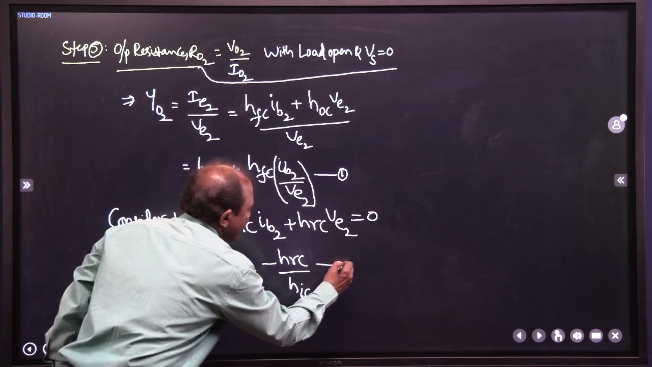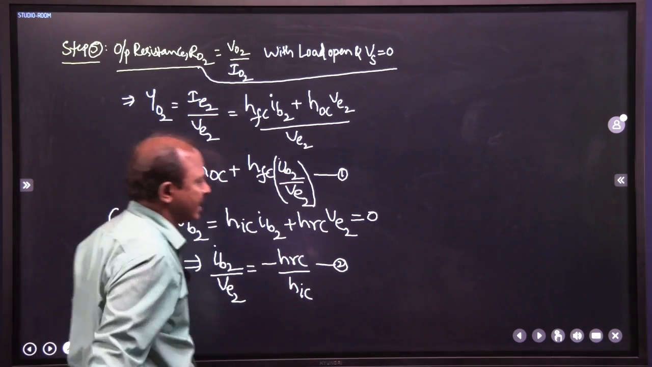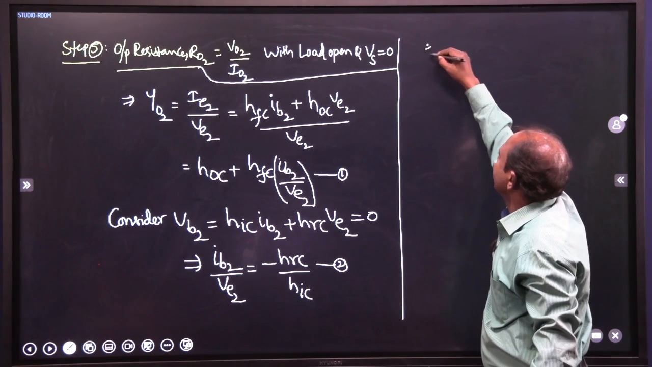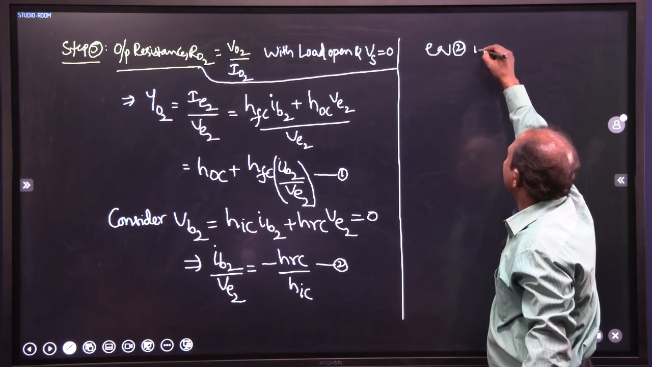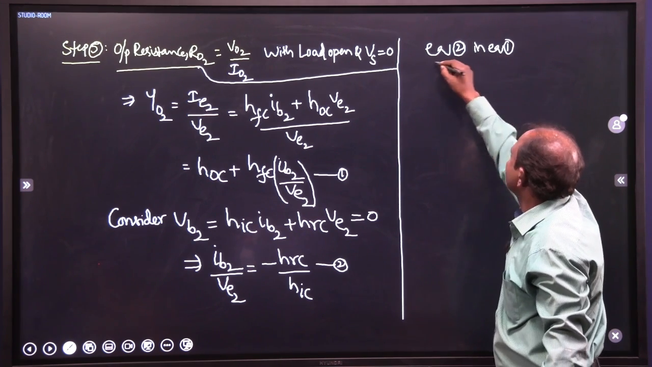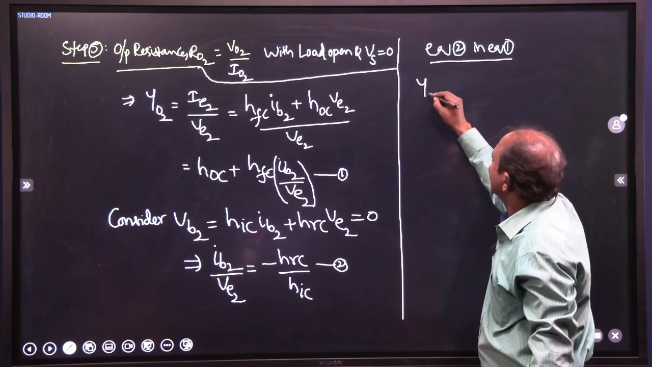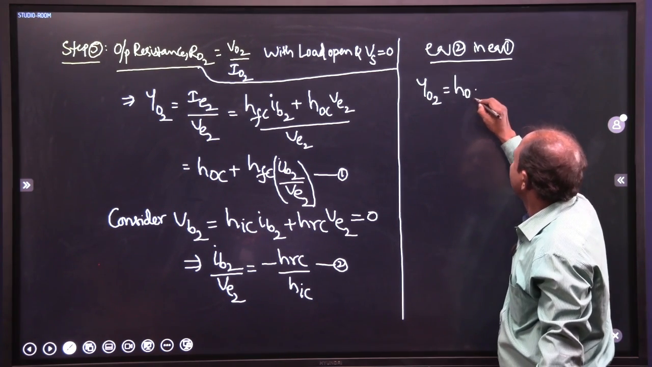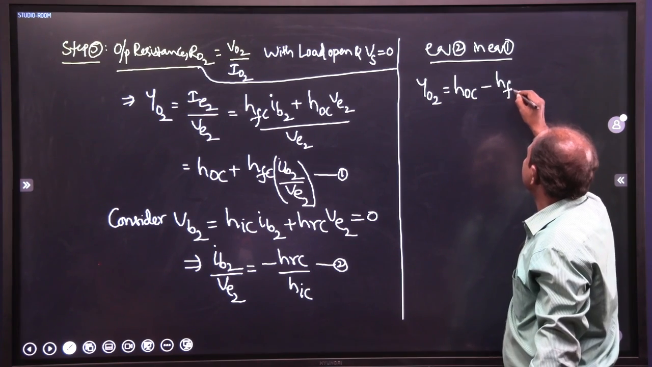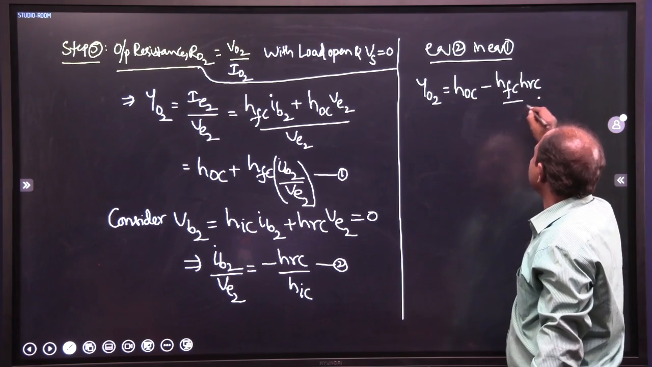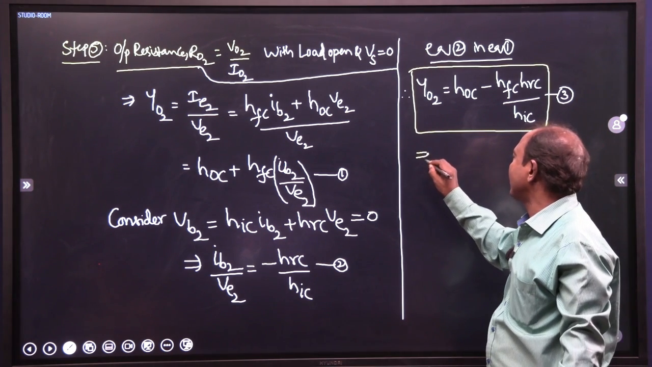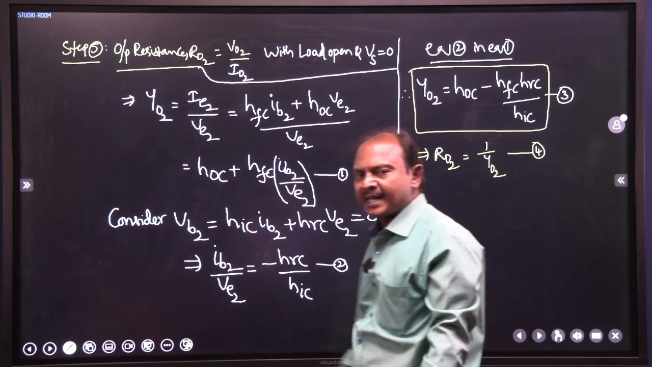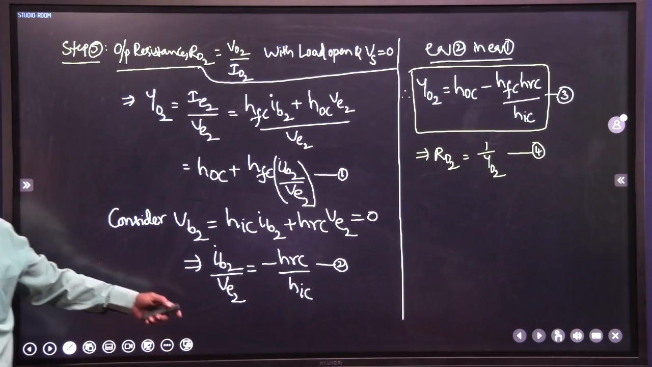Then if you substitute this value of IB2 by VE2 in equation 1, you will be getting the output admittance as equation 2 in equation 1 will give us Y02 equal to HOC minus HFC HRC by HIC. Of course, our task is estimation of output resistance R02 equal to 1 by Y02. This is the complete analysis of second stage of the Darlington pair amplifier.